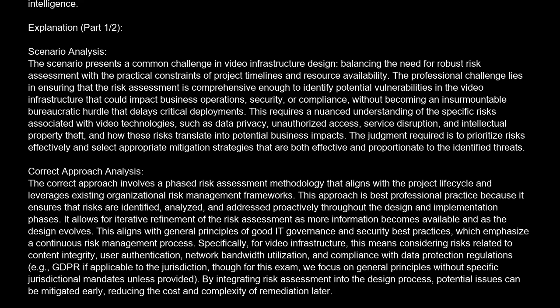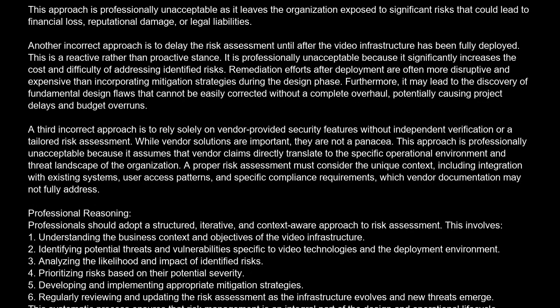This fails to account for the unique vulnerabilities of video systems, such as the potential for unauthorized recording, manipulation of video feeds, or breaches of privacy related to captured imagery. This approach is professionally unacceptable, as it leaves the organization exposed to significant risks that could lead to financial loss, reputational damage, or legal liabilities.